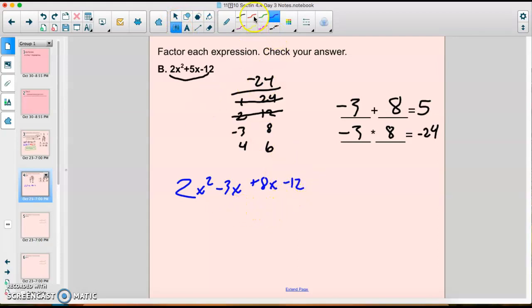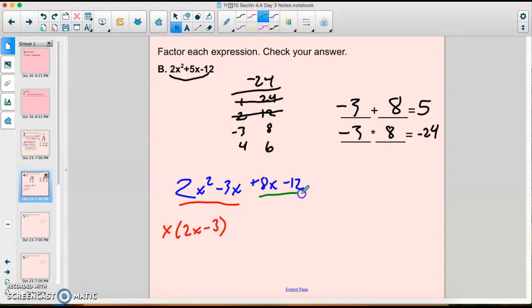Okay, now we're going to take our first term. What can we take out of our first term? Numbers wise, we can't really take anything out because that doesn't divide evenly, but we can take out an x. If we take out an x, we're left with 2x minus 3.